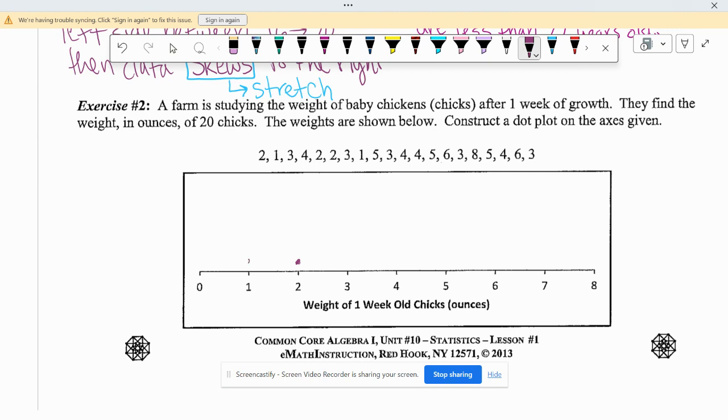1 chick weighs 1 ounce. I'm going to put a dot. 1 baby chick weighs 3 ounces. I'm going to put a dot. Do you guys see what I'm doing here? Yes, you can fill that out without me talking through each point. Okay.